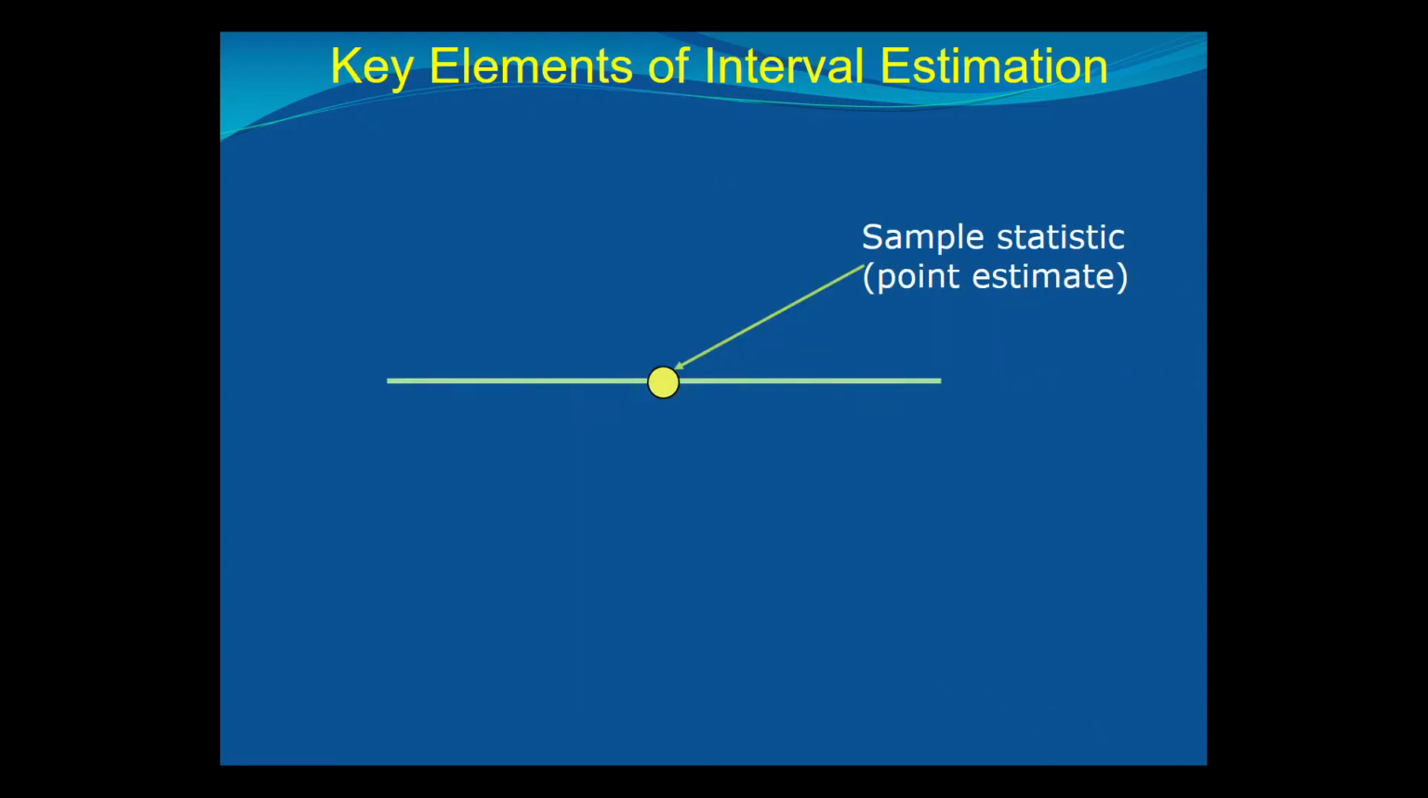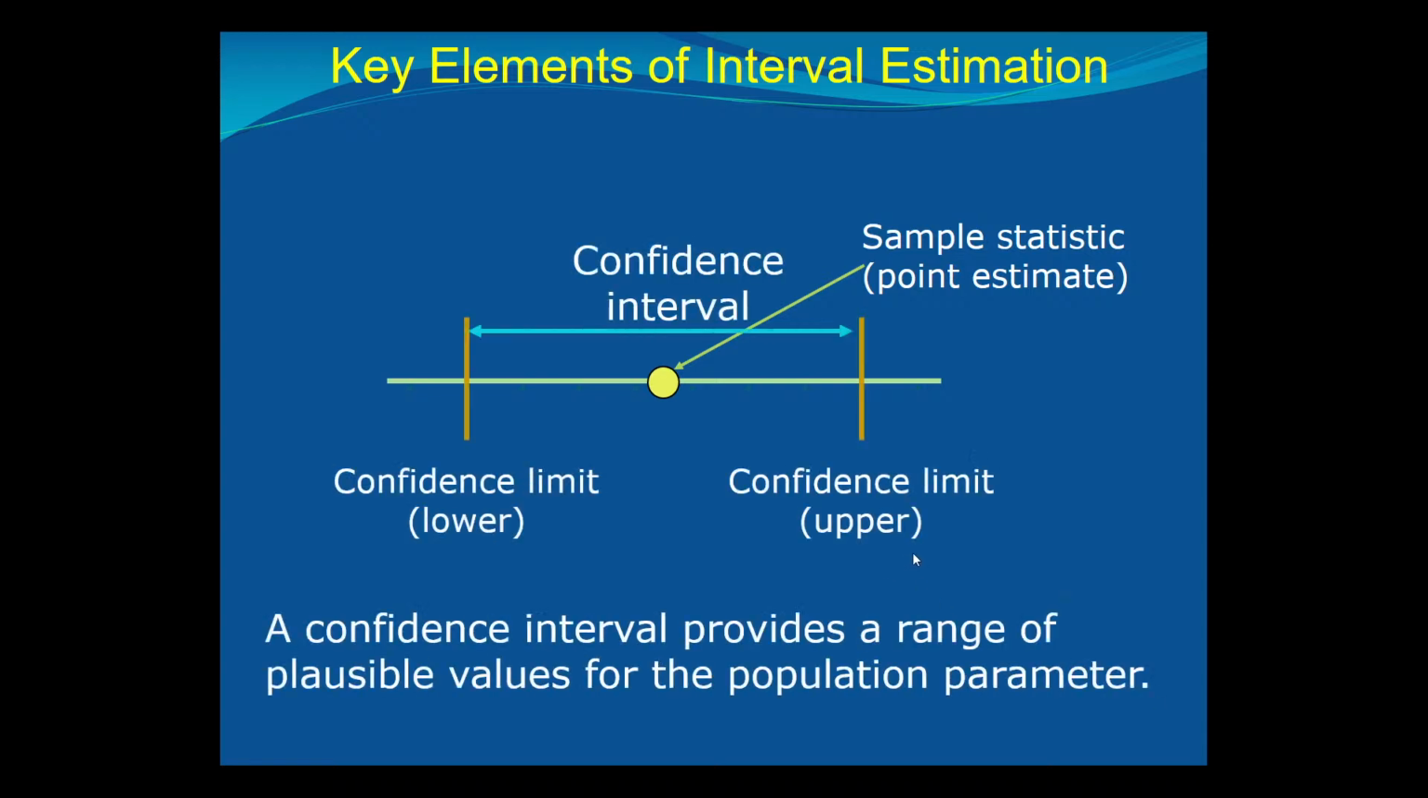So this slide shows differences between point and interval estimate. One more slide with explanation. A point estimate is only one point, only one value. A confidence interval provides a range of plausible values for the population parameter. As usual, the point estimate is inside this confidence interval, which has a lower confidence limit and an upper confidence limit.